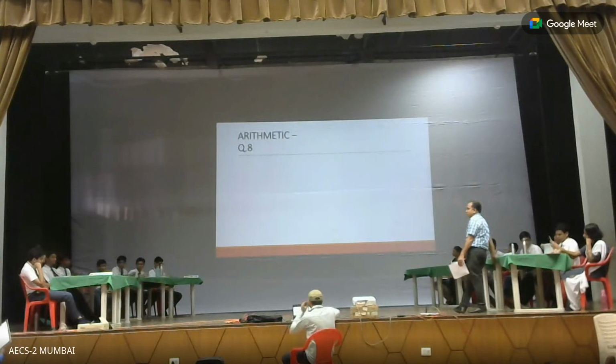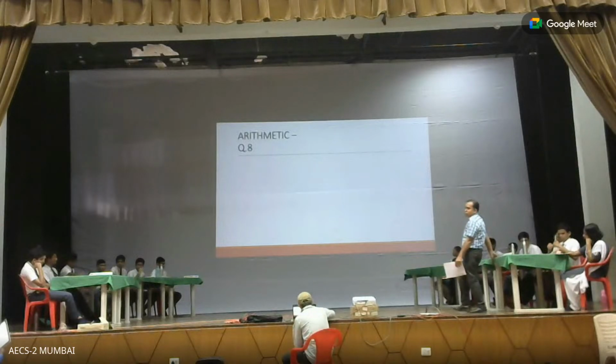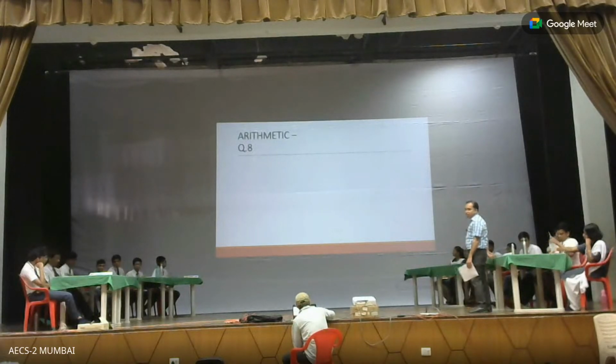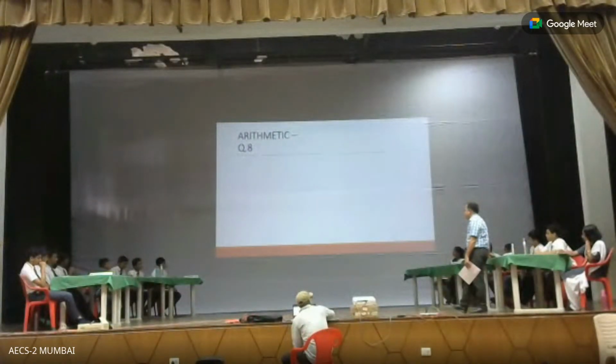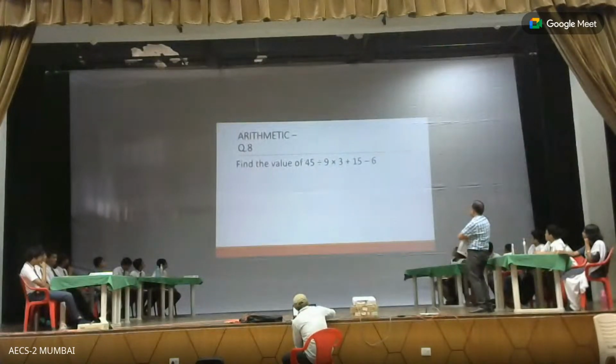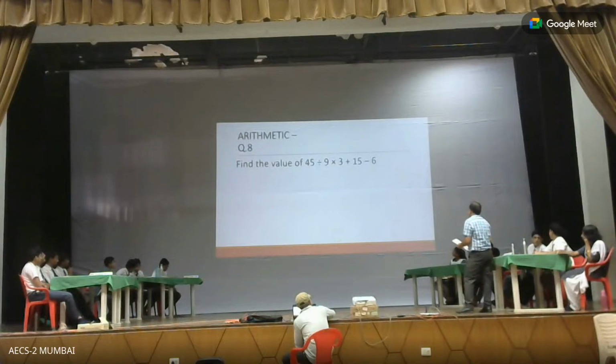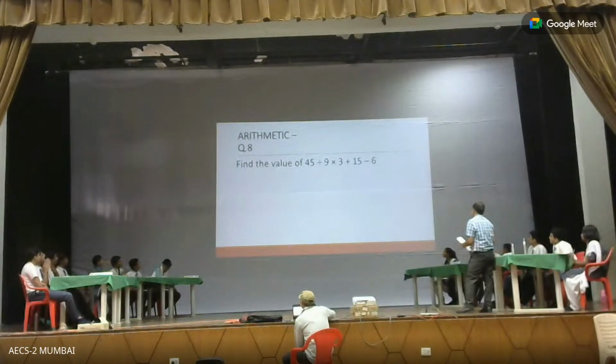And probably the last round goes to team Ramanujam. I hope, check your mic. Ramanujam, are you ready? Can we begin? Sir, display the question please. And the question is, find the value of this calculation: 45 divided by 9 multiplied with 3 plus 15 minus 6. And the options are 27, 24, 34, 37.